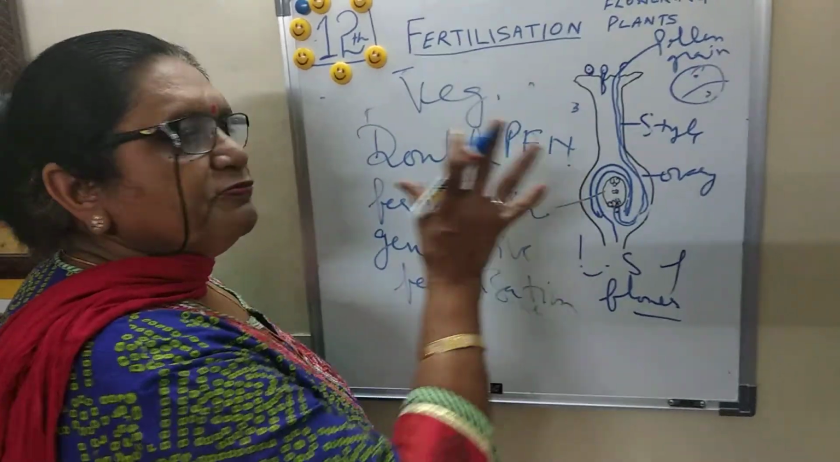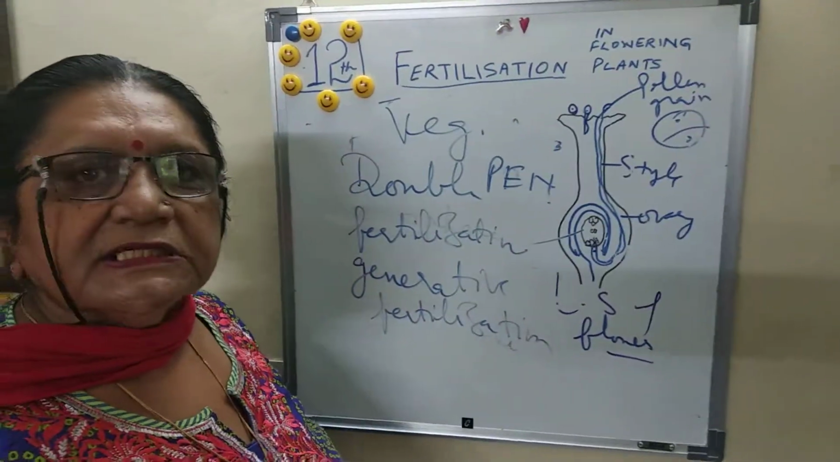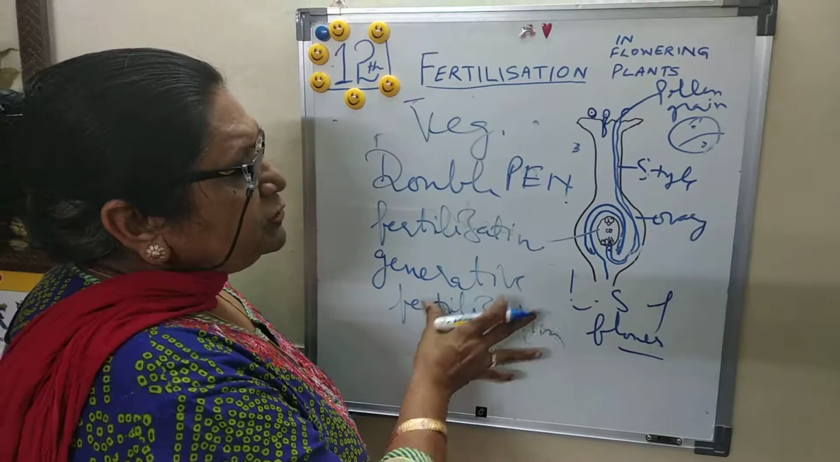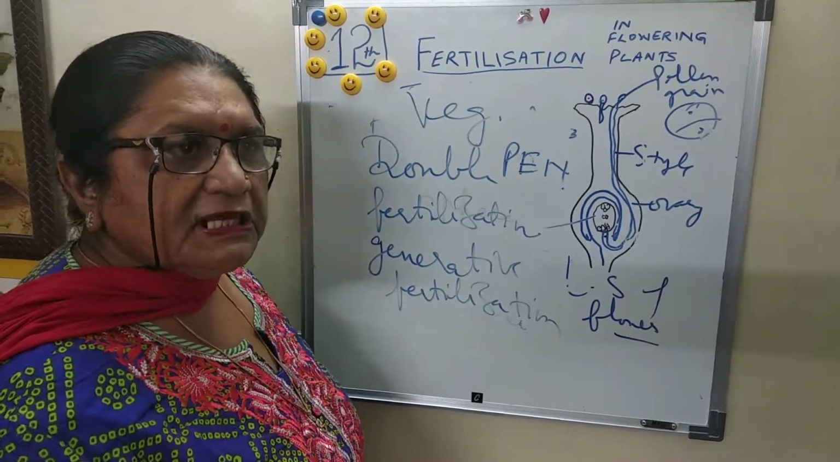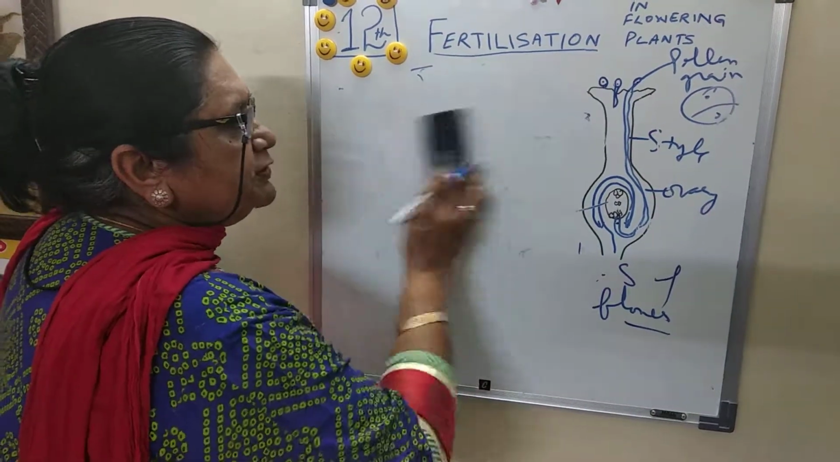The endosperm provides nourishment to the developing embryo. We will discuss the endosperm in the next video. So 2 structures are formed and 2 fertilizations take place. Both are very important for the board: fertilization and double fertilization.